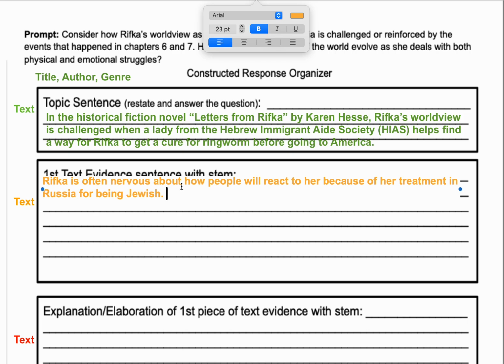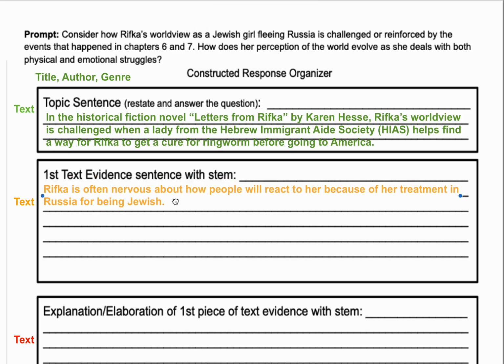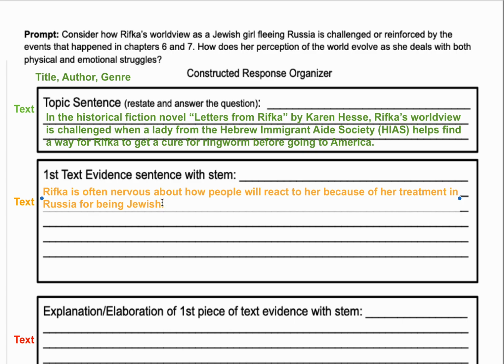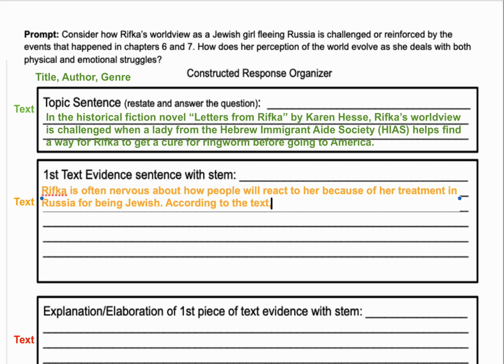Now we're going to use a sentence stem. So you're going to look at your sentence stems or transitions paper, and we're going to find a sentence stem, such as according to the text, for example, etc. So we're going to use according to the text. According to the text. Now this tells your reader there's text evidence coming. The HIAS, H-I-A-S is all capitalized, lady said, comma. Now I'm going to use a single quote because this is dialogue within the quote.